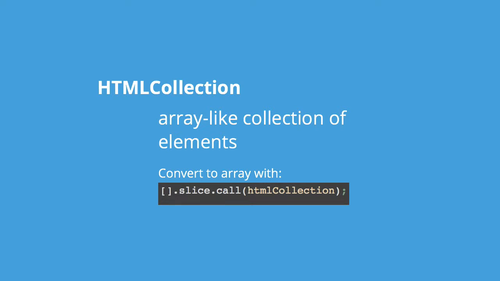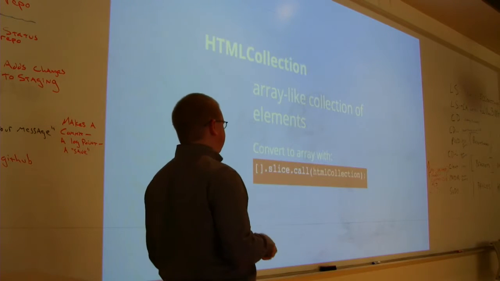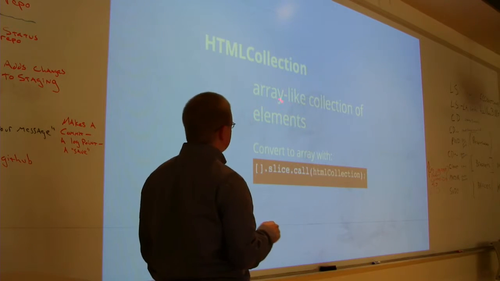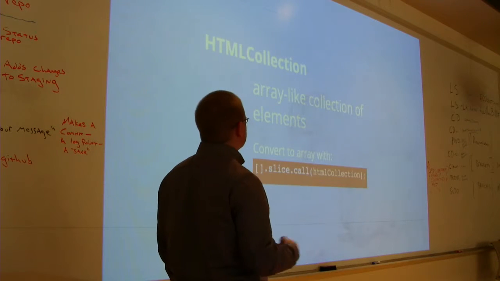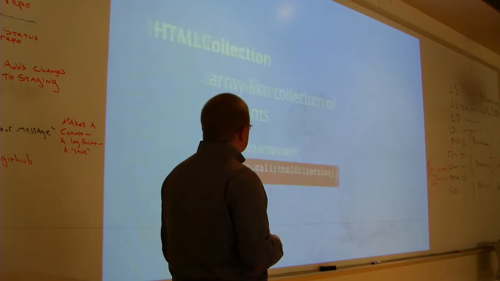And then we can get collections of HTML elements, so we call that HTML collection. It's an array-like collection of elements. We've talked about how to convert it to an array. You can just go Array.prototype.slice.call. Don't worry too much about the mechanics of this, but it allows you to convert an array-like collection to an actual array.